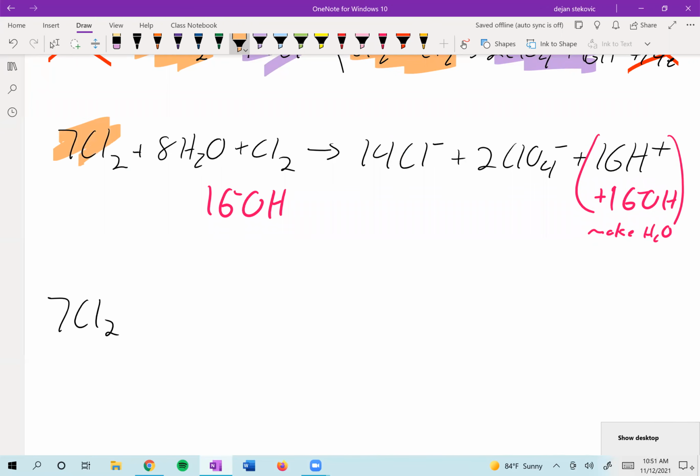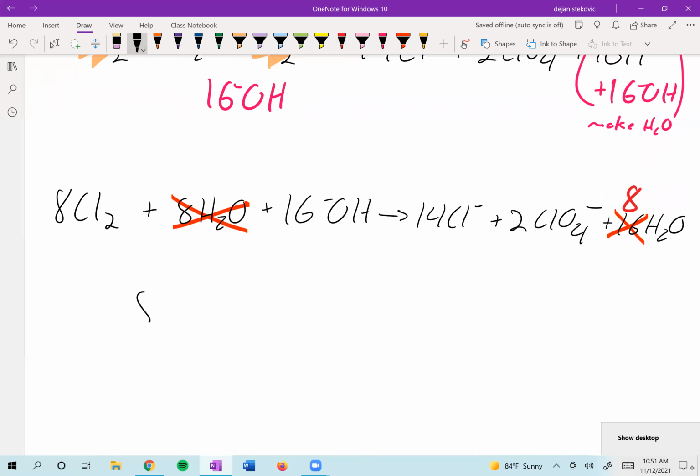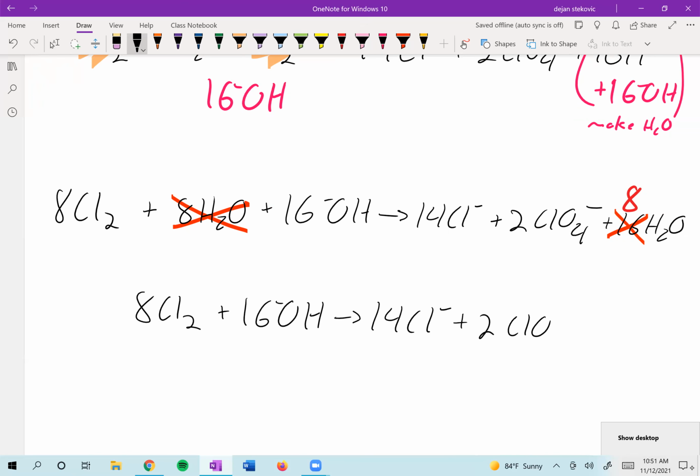Another thing I'm going to do, I noticed that I have a Cl2 here, I have a Cl2 here. I can combine those. So it goes up to 8 Cl2 plus 8 waters plus 16 hydroxides, going to 14 Cl minus plus 2 ClO4 minus plus 16 waters. Now I have water on both sides, so I can cancel out all 8 of these waters, and then I'd be left with 8 here. So I can rewrite my equation, 8 Cl2 plus 16 hydroxides, going to 14 chlorides, 2 ClO4 minus there, and then 8 waters.